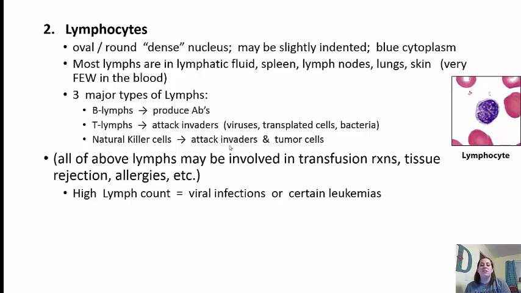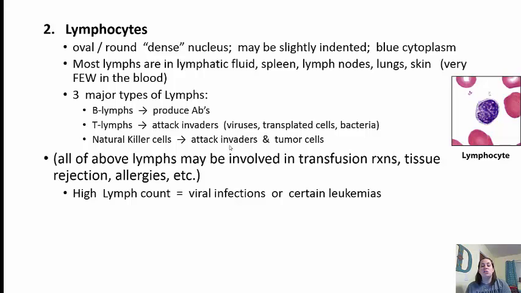Now, all of the above lymphocytes may be involved in transfusion reactions. So whenever you have a blood transfusion or tissue rejection, when a tissue comes in, or certain allergies, lymphocytes can all be part of this. If you have a high lymphocyte count, normally it's due to a viral infection. However, again, it could be due to certain types of leukemias.